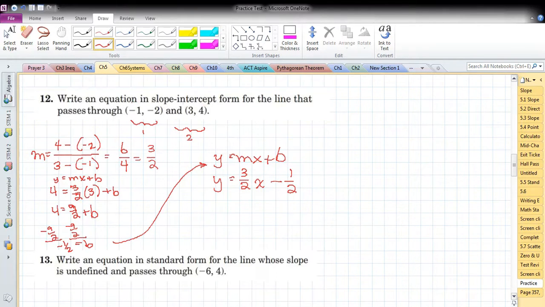So we look back at our problem, and we say, what form of the equation does it want? It wants slope-intercept form. Do we have slope-intercept form? Yes. All right, so now we're going to move on to number 13.